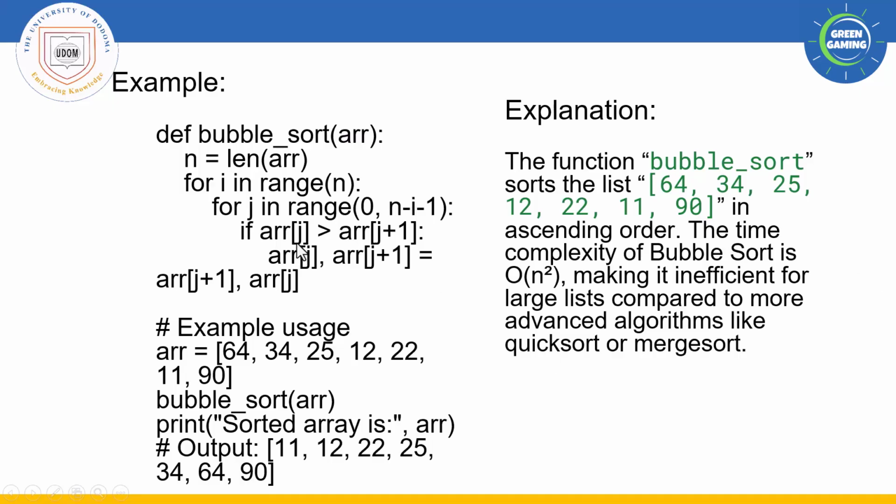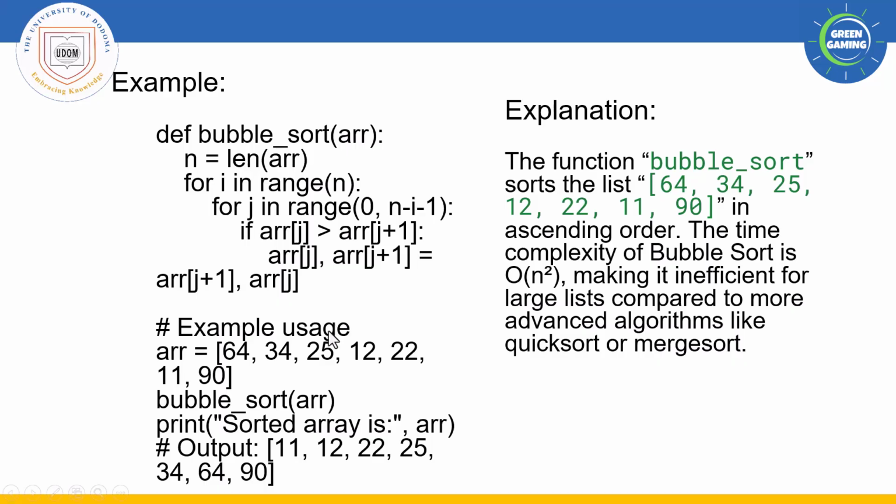So I will check the adjacent elements. If array of j is greater than array of j+1, then I need to swap them, right? This will check if the current element is larger than the next one. If it is larger than the next one, then we have to swap them, meaning that the larger element moves to the right, while the smaller element moves to the left-hand side.